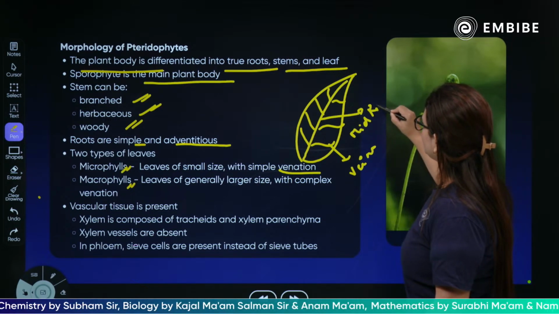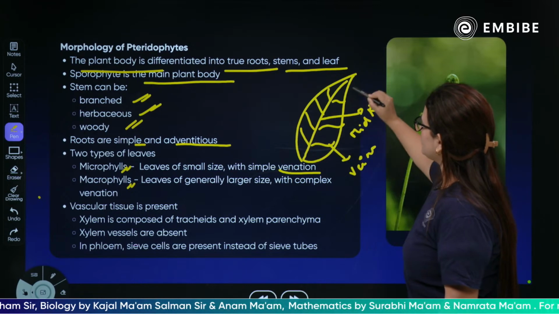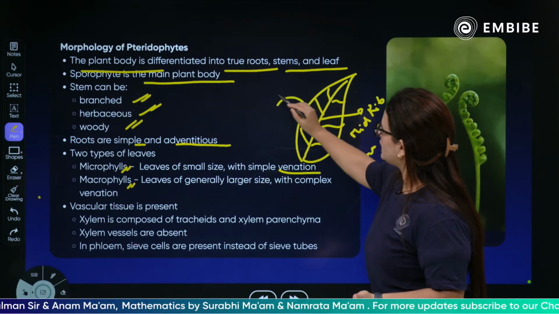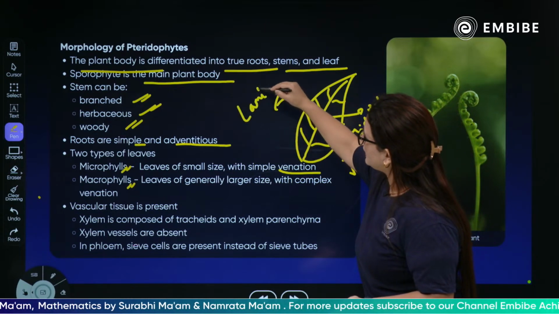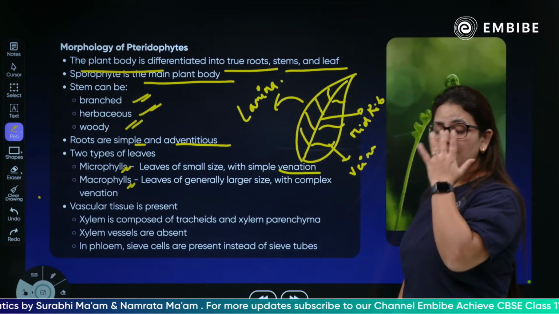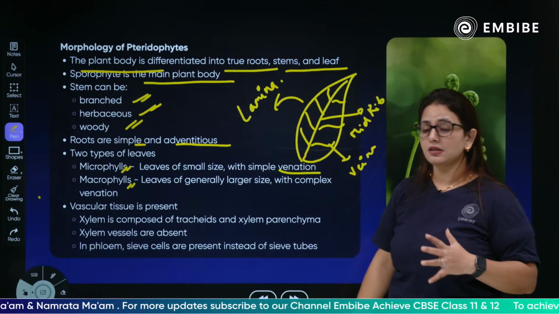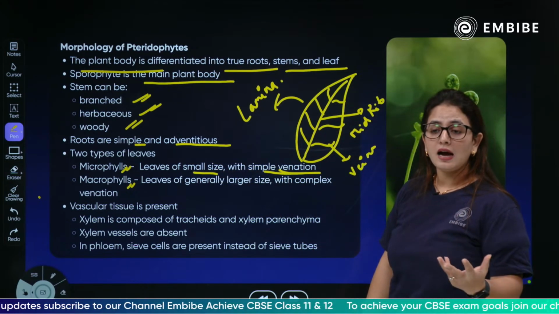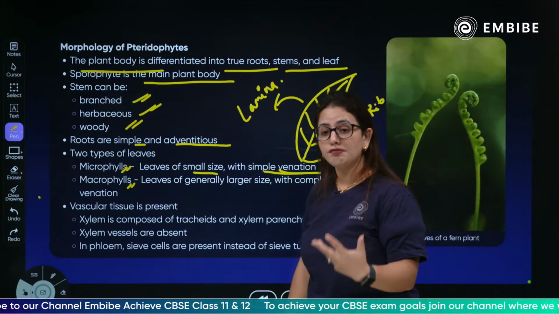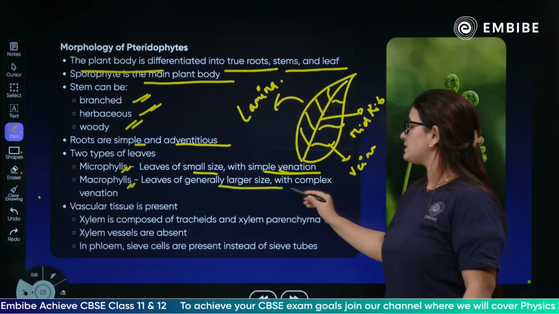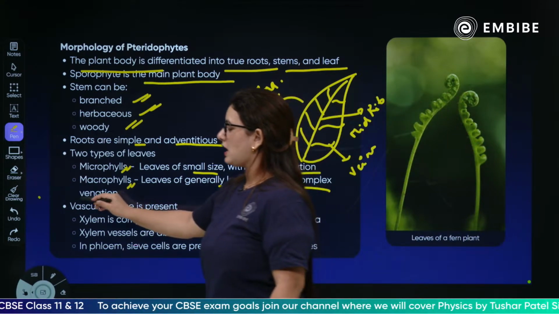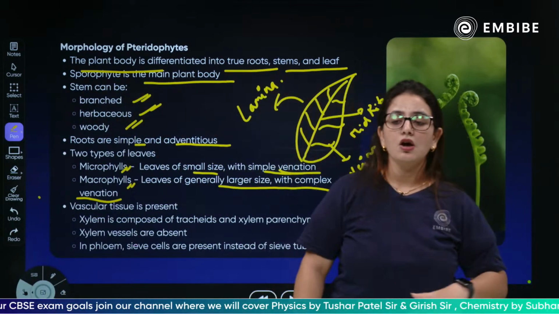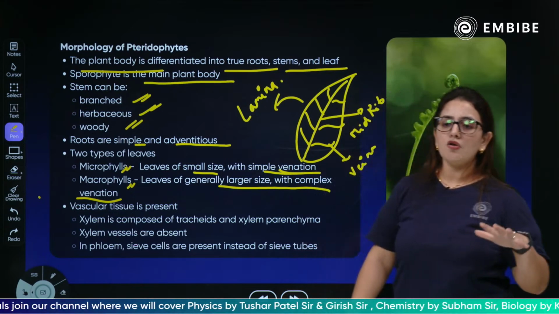This is your midrib and this is the margin of the leaf, and the network of veins present on the lamina is called the venation. So the microphyllae are leaves of small size with simple venation. On the other hand, the macrophyllous leaves, or macrophyllae, are leaves which are generally larger in size with a complex venation, the arrangement of the veins on the lamina.